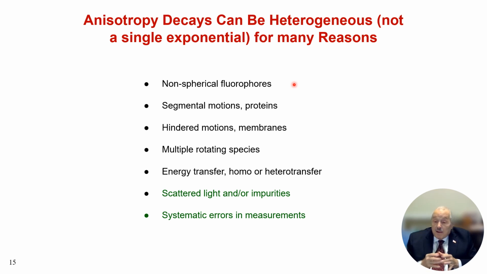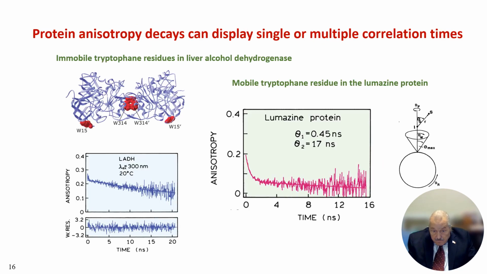It can rotate in plane where it doesn't displace the solvent, or rotate out of plane where it has to displace the solvent. So that's going to give you more than a single correlation time in the analysis. And then we'll see examples today of hindered motion and multiple rotating species. We won't do energy transfer today. So let's look at some typical anisotropy decays.